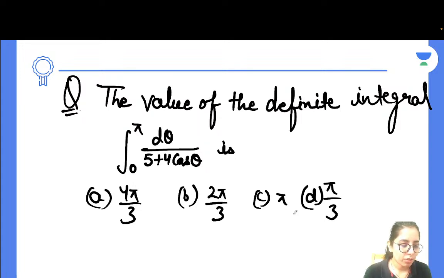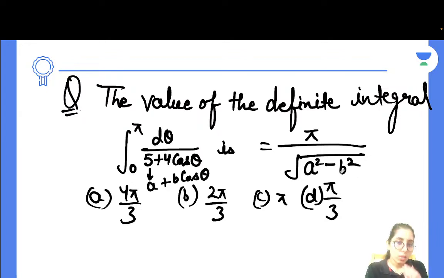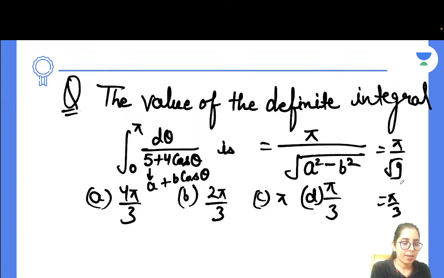Very good, Shantanu. That's great. Even I would like to show you the steps for it. As 0 to pi integration limit is given, I'll have the trick to find the answer for this one. 0 to pi, so pi divided by square root a square minus b square. What is a here? That is 5. A plus b cos theta, so a is 5, b is 4. 25 minus 16, which is 9. So pi by root 9, which is going to be pi by 3. Hence option D is the correct answer.